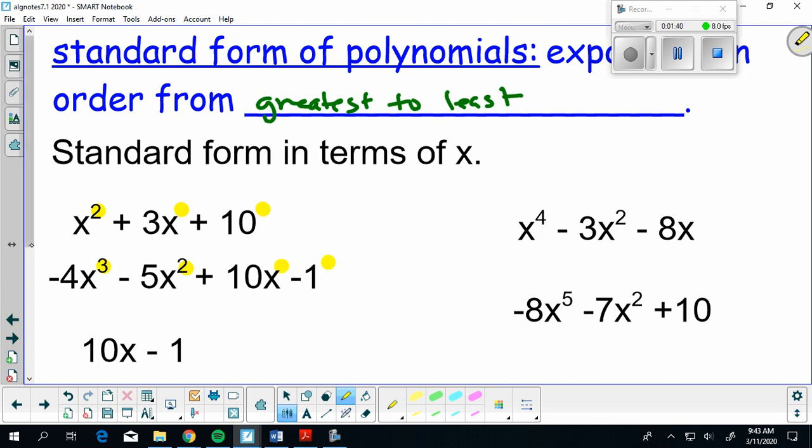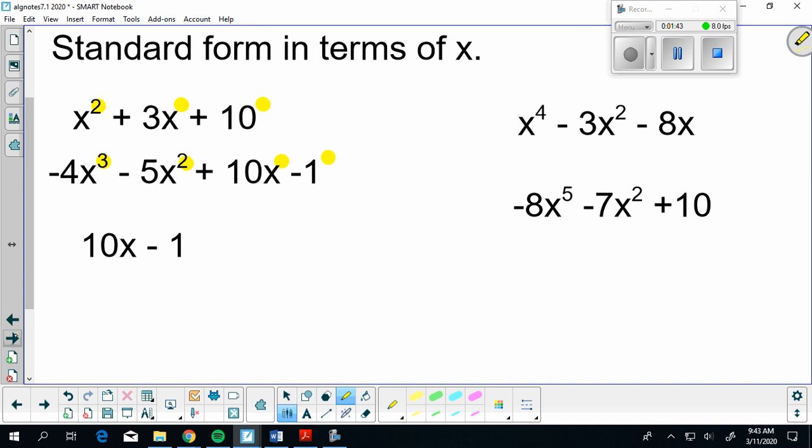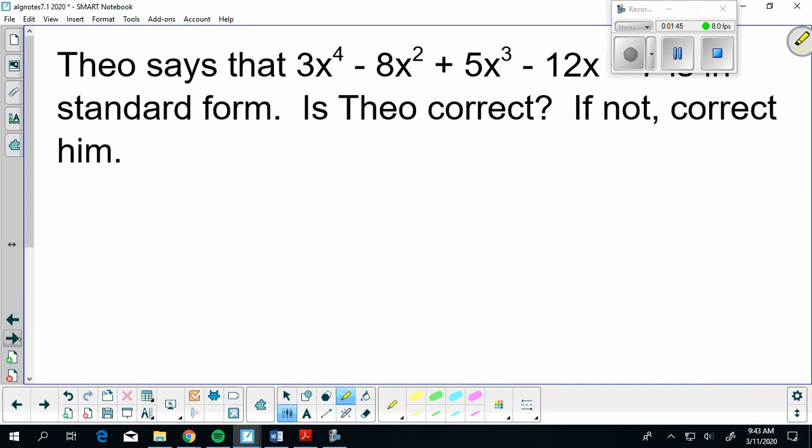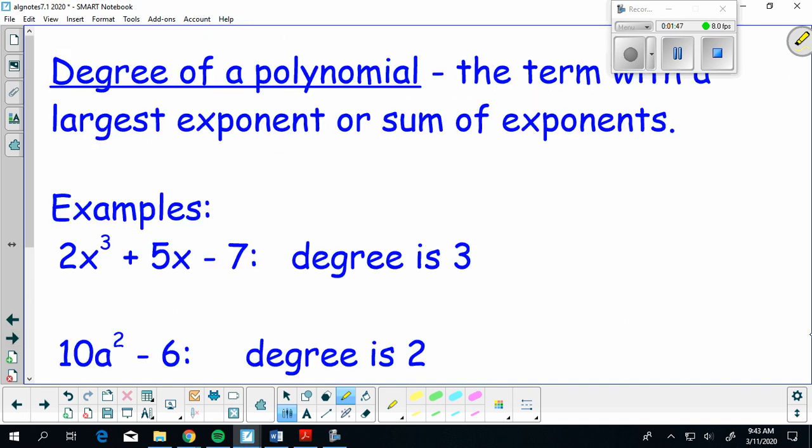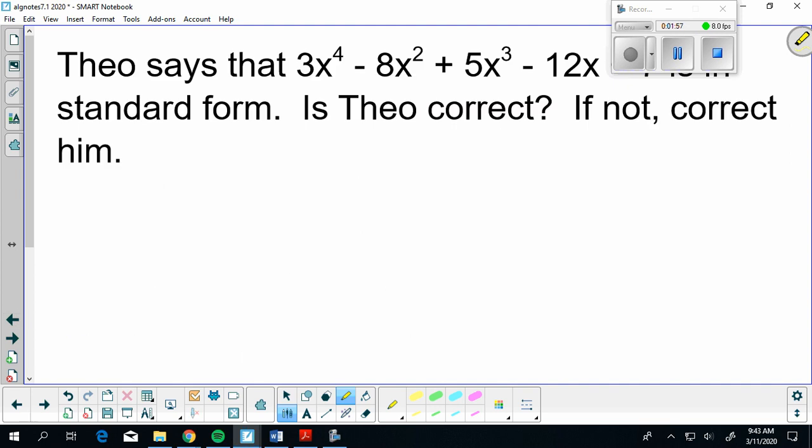Okay, the biggest one comes first. The biggest one also tells you what the degree is. So in this example, the degree of the polynomial would be a 3 because that's the highest exponent. Here the degree is 2 because that's the highest exponent. So if I go back to this example, 4 is the degree because that's the highest exponent.